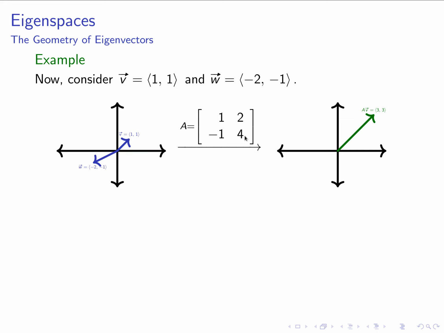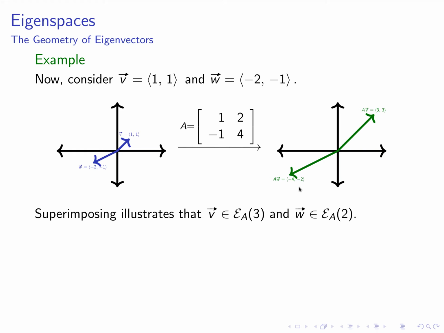So that's our first output vector. Let's see what happens when we multiply A by the vector (-2, -1). To multiply this matrix by (-2, -1), we first scale the column (1, -1) by -2. So that gives (-2, 2). And then we subtract the second column. That produces the vector (-4, -2).